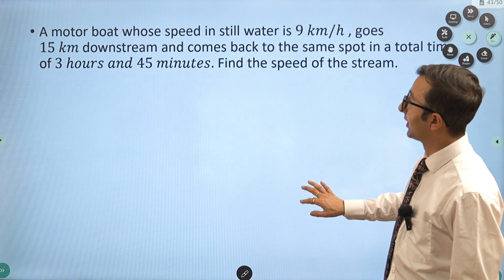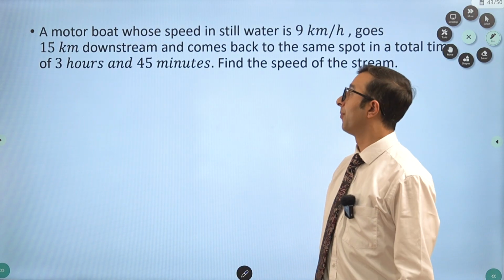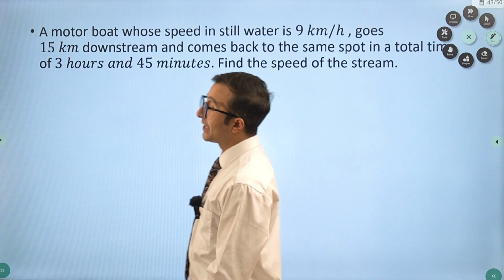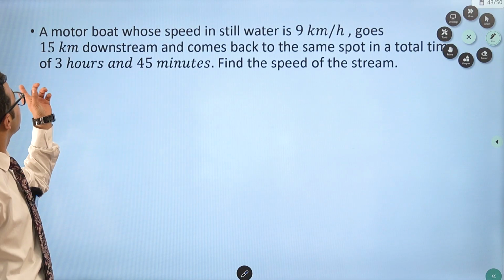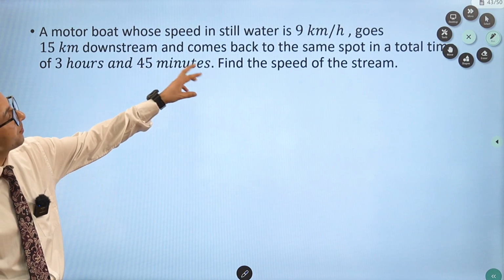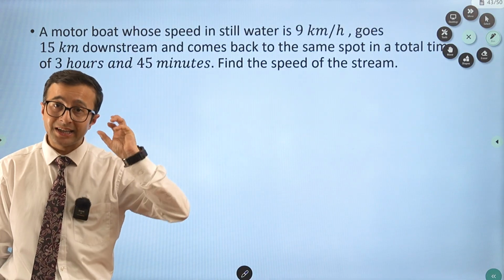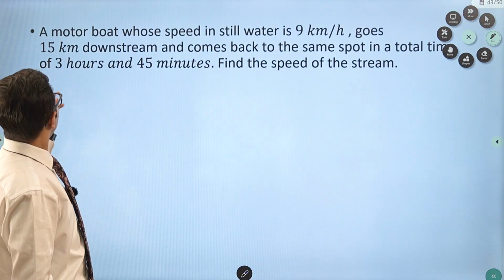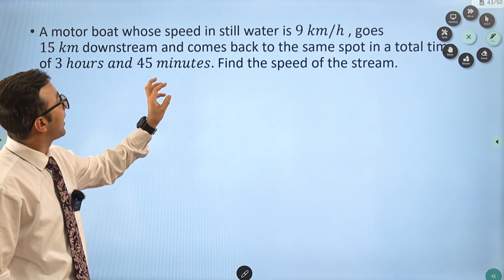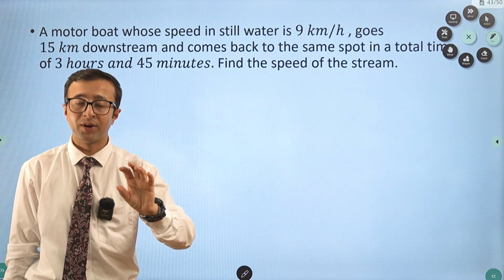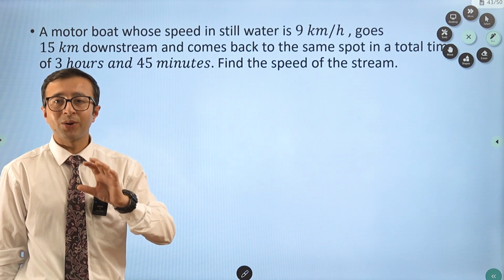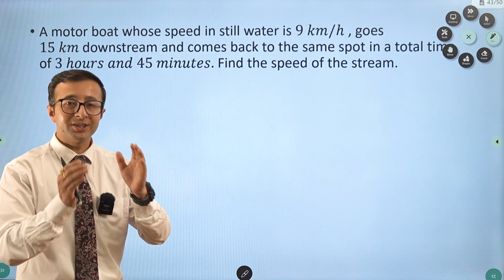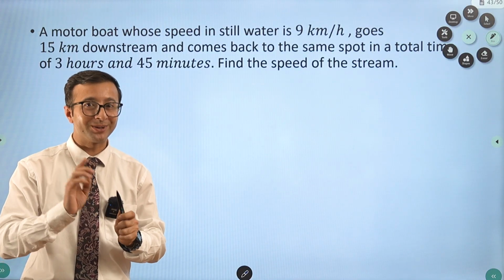Now next, again we have the speed problem. A motorboat whose speed in still water is 9 km per hour goes 15 km downstream and comes back to the same spot, that means same distance, in a total time of 3 hours and 45 minutes. Find the speed of the stream. In a shortcut way, I am explaining to you. We already have solved this problem before. Here I will just give you the idea of how to solve this problem.